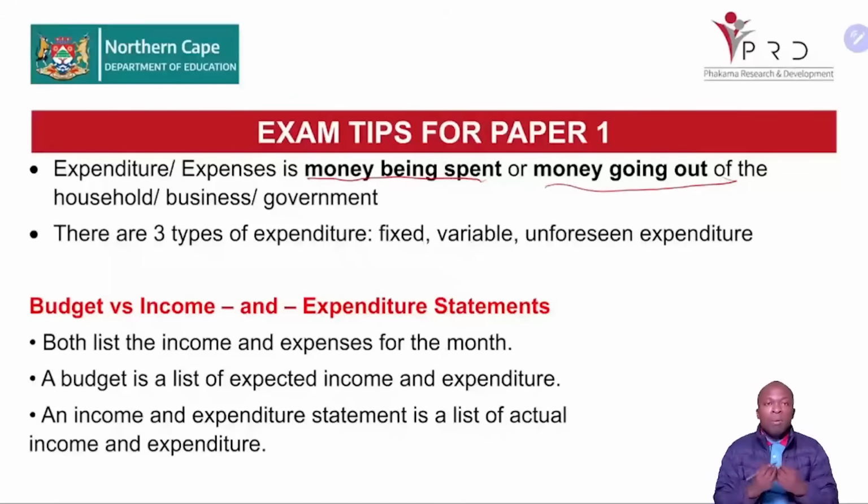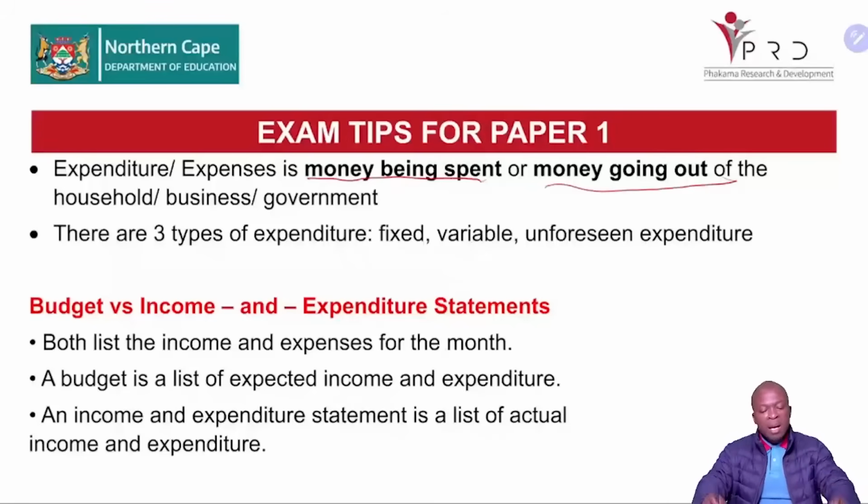For that, you should know that there are 3 types or 3 kinds of expenditure. We have the fixed expenditure, the ones that you must always spend no matter what happens. Variable expenditure, the ones that change depending on the situation or quantity of items that you are producing. Then we have what you call unforeseen. Sometimes we even call it occasional expenditure, the ones that come once in a while.